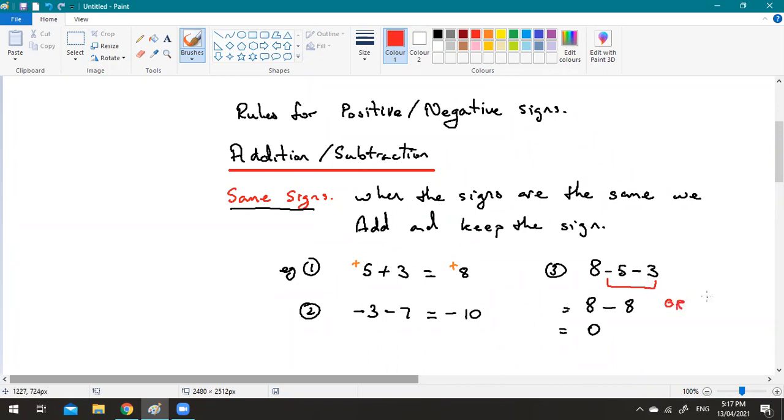8 take away 5 is 3, take away 3 is 0. Or we could just add the negative signs together to make it -8 and subtract. It's the same thing, same working.